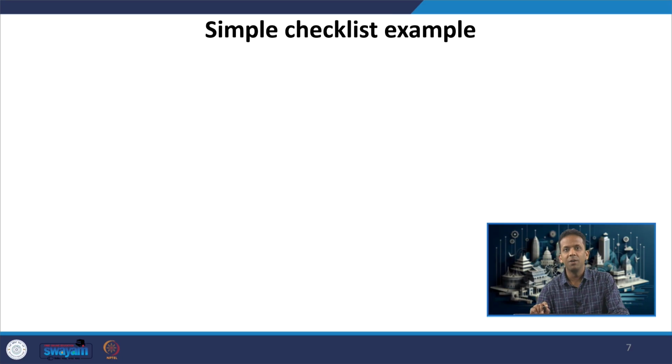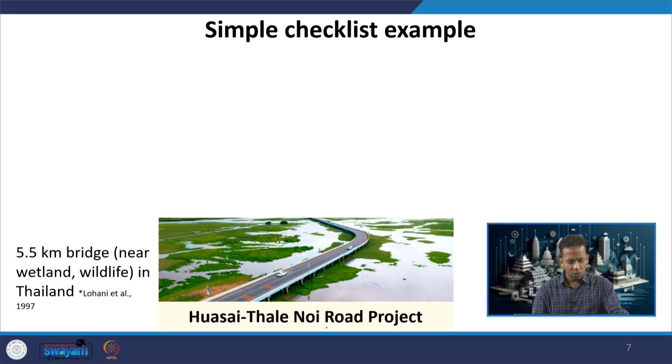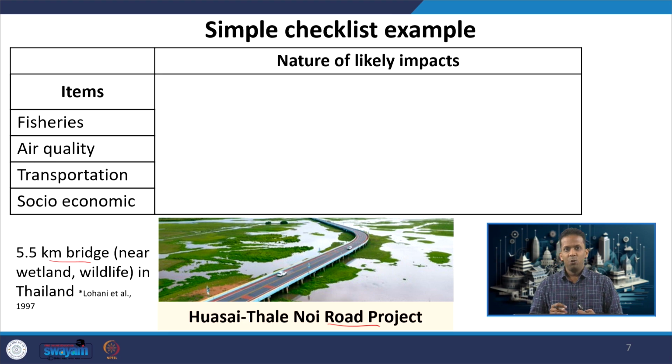So let us take one example of simple checklist. This is from the Hausay-Thalhe-Neu Road project. It is a 5.5 kilometer bridge which was constructed over a water body which was surrounded by a wetland and wildlife in Thailand. And I think this project was completed in the year 2000 or 2003, when it was fully reimbursed by the government. So if you look at the picture itself, this is a picture of the same project. You can see there is a lot of water, there is a lot of greenery.